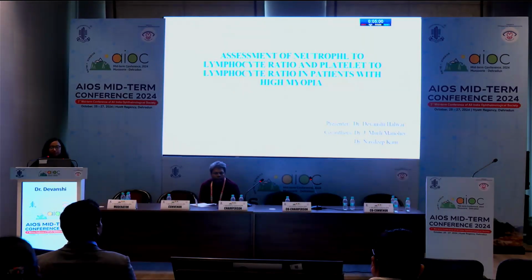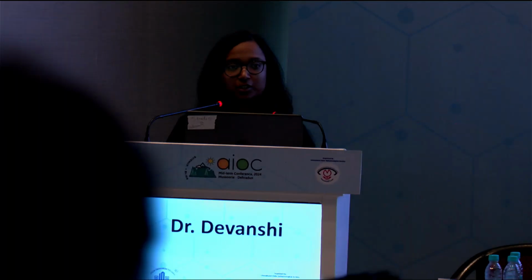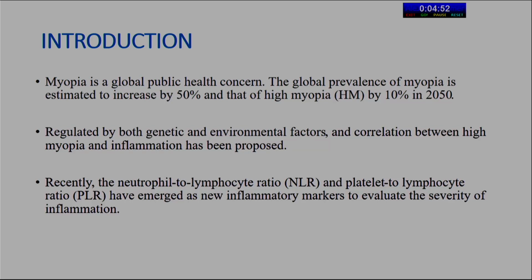I'll be presenting on assessment of neutrophil to lymphocyte ratio and platelet to lymphocyte ratio in patients with high myopia. Myopia is a global public health concern. The global prevalence of myopia is estimated to increase by 50% and that of high myopia by 10% in 2050. It's regulated by both genetic and environmental factors, and correlation between high myopia and inflammation has been proposed.